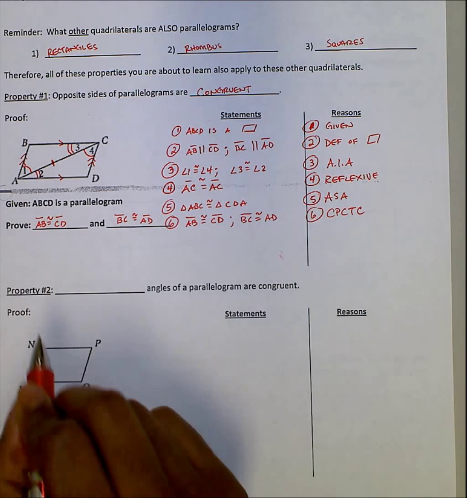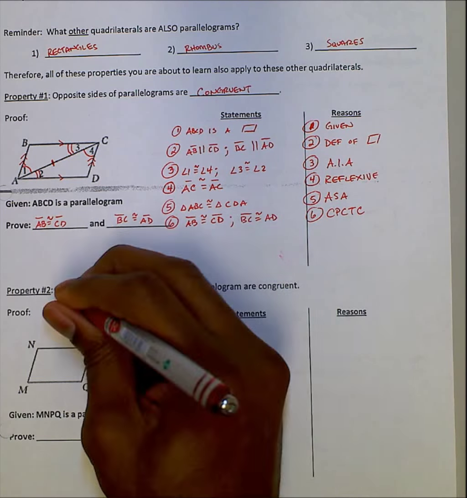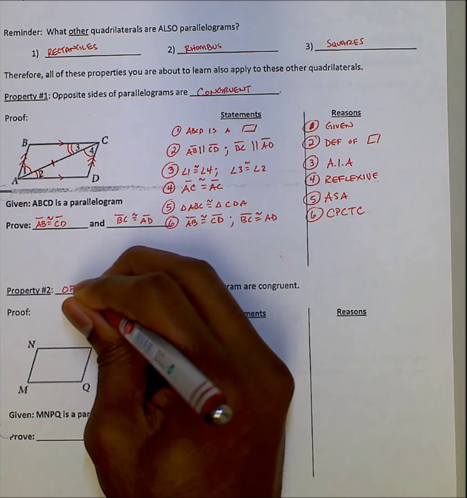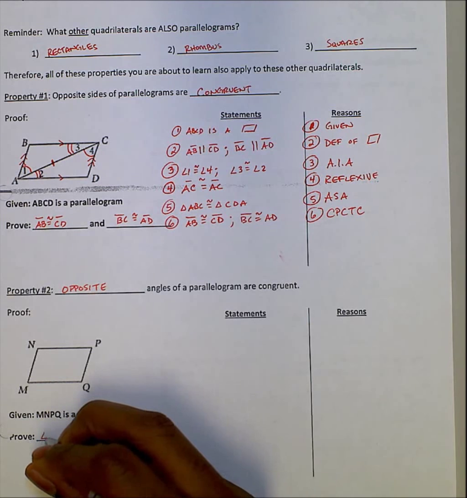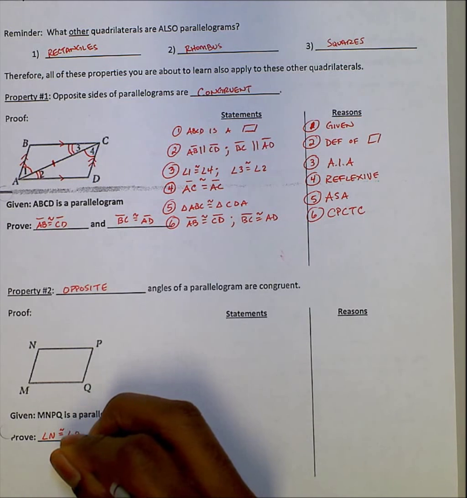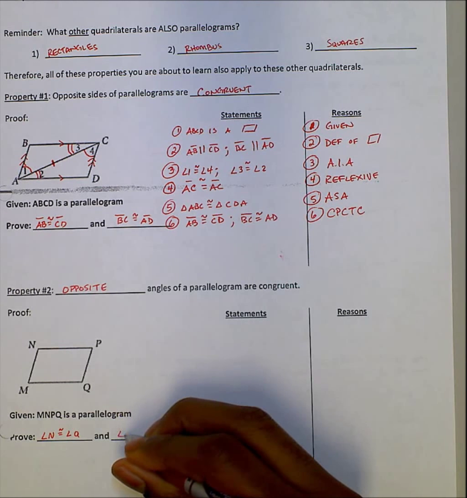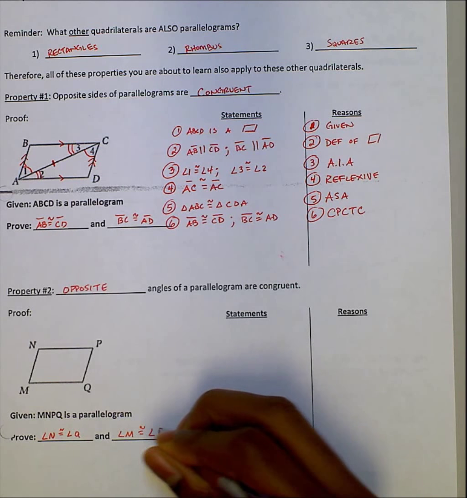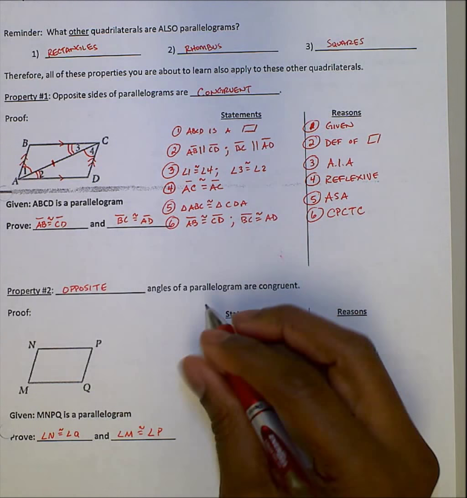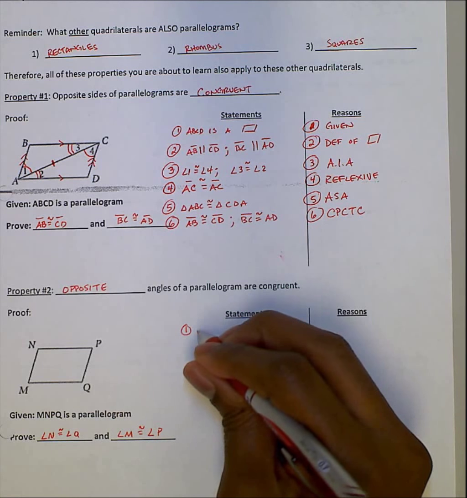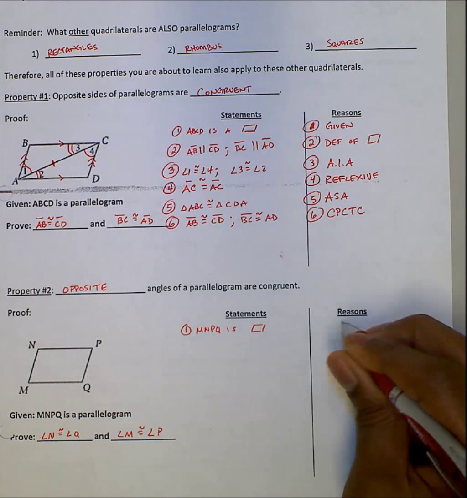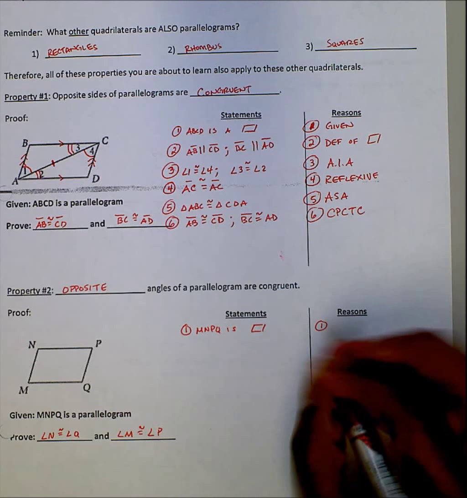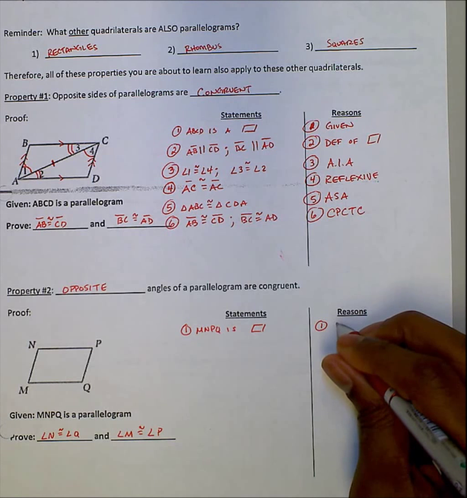Second property of parallelograms is that opposite angles of parallelograms are congruent. So let's prove that. Basically we're going to try to prove that angle N is congruent to angle Q, opposite angles, and also that angle M is congruent to angle P. Again, all we're given is that this figure is a parallelogram. That's helpful because now we know that if it works here, it has to work for anything if all we know is this is a parallelogram. So it works for all parallelograms.